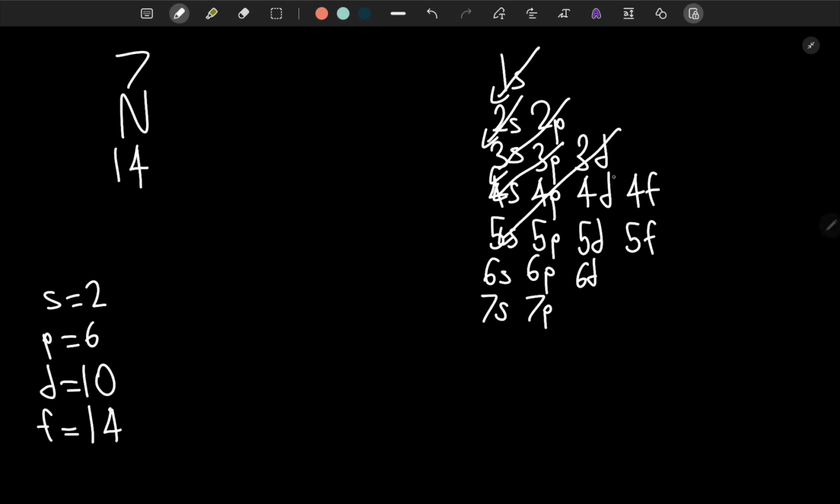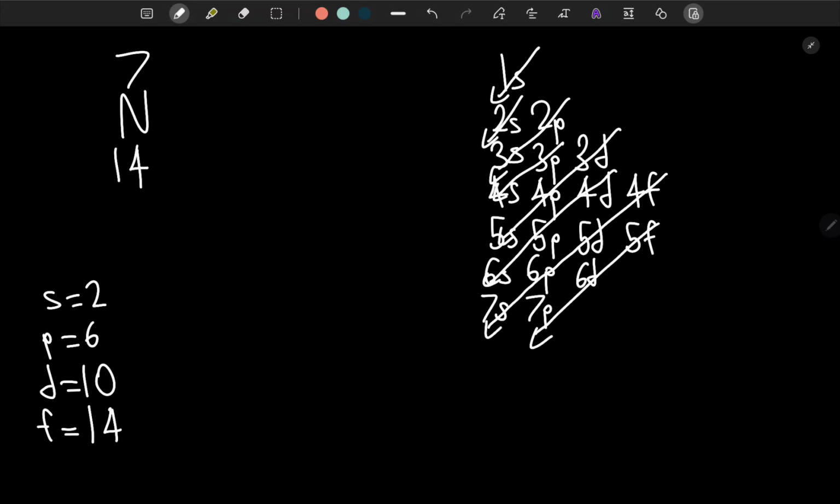Let's just continue for the sake of it, if you want to understand the concept. So 4d, 5p, 6s, and then 4f, 5d, 6s, and so on. You get the idea, this is the way that we go down. The other thing you need to know is that S can contain 2 electrons, P can contain 6, D can contain 10, and F can contain 14.